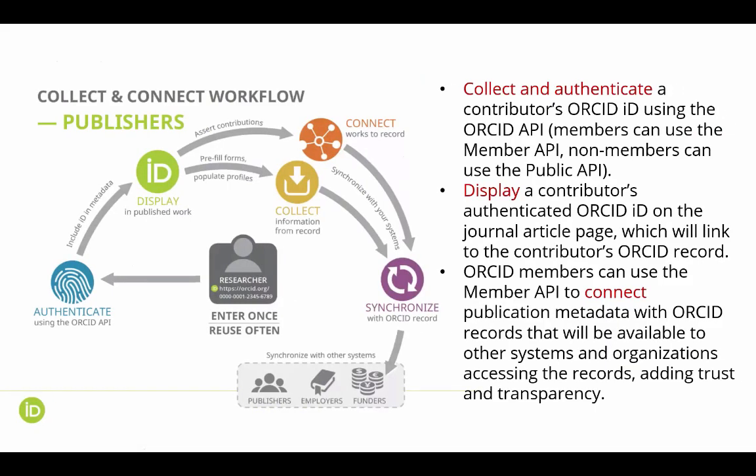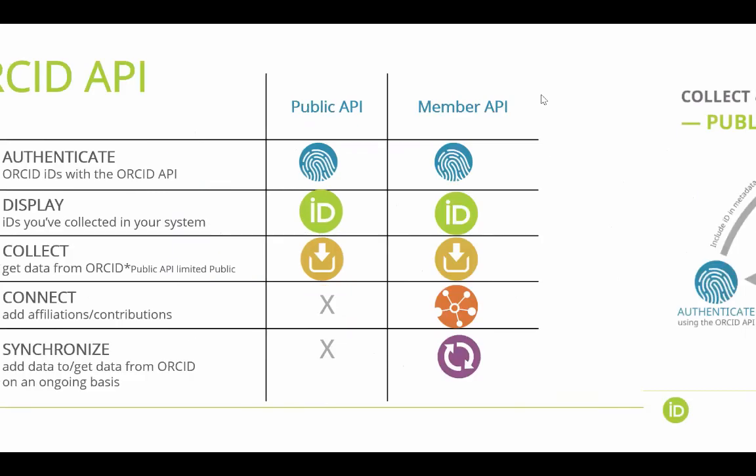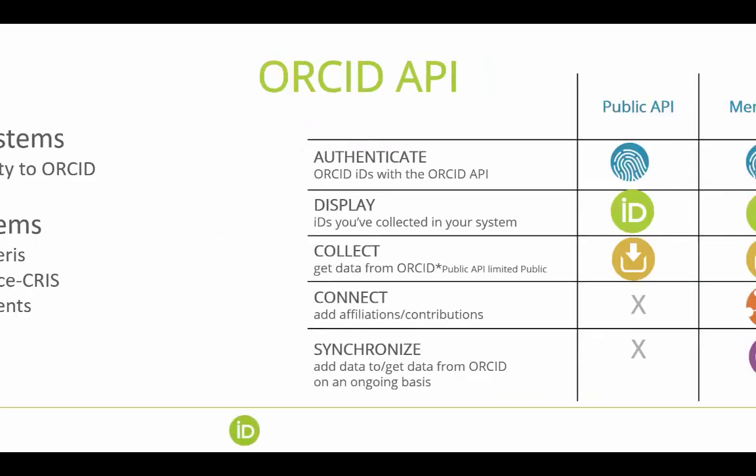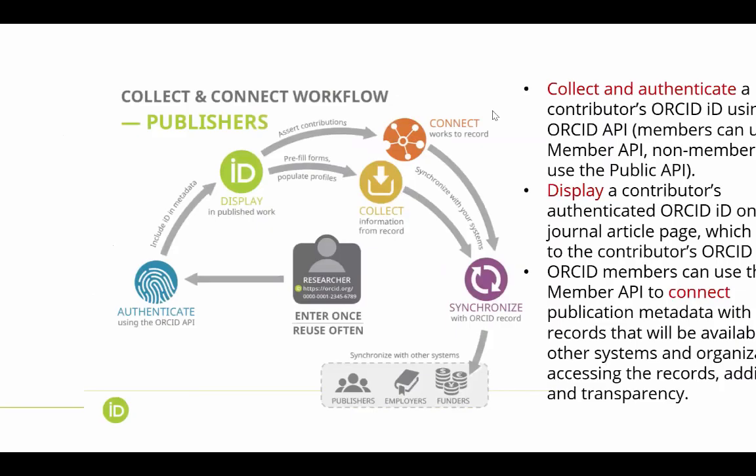So I want to start. There are actually five steps for organizations to start working with ORCID. The first step is called authenticate. The next step is called display. Yeah, I will share my PowerPoint slide, definitely. Yeah, just let me start here. Yeah, great. I will start from here again.